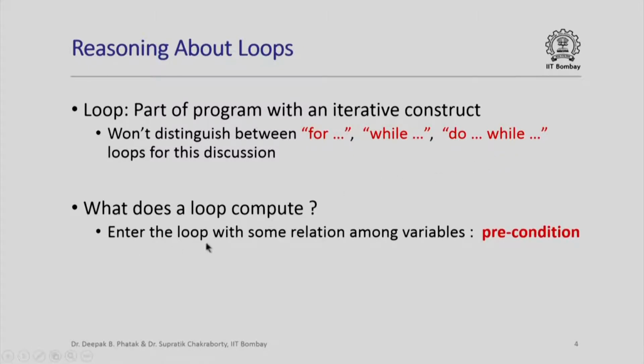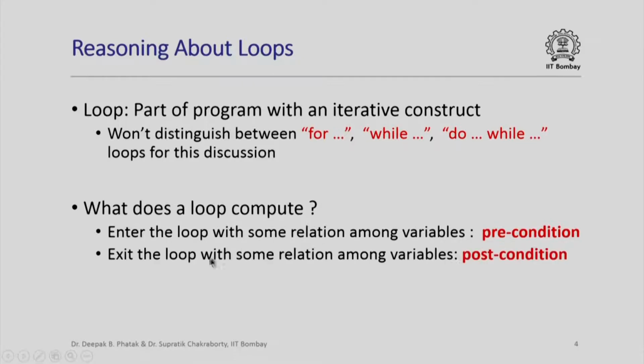When we enter the loop for the first time, there is some relation among the variables of the program. This is often called the precondition before entering the loop, and when you exit the loop, it would have done some transformations in between, and so some potentially different relation might hold among the variables of the program. This relation, which holds after the loop has been iterated and once you have exited from the loop, is also called the post condition of the loop.